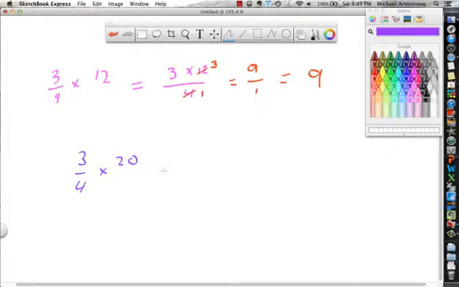3/4 times 20. This is 3 times 20 all over 4. If you're doing a story problem, let's stop for a second. Story problems: 3/4 times 20 is basically 3/4 of 20. And you can almost figure that out in your head.